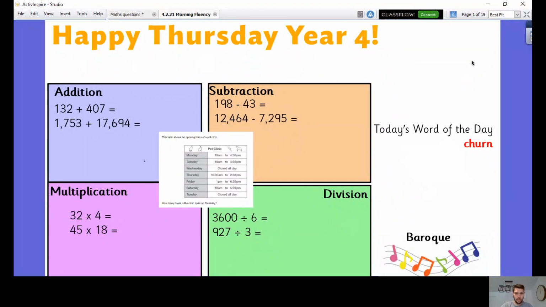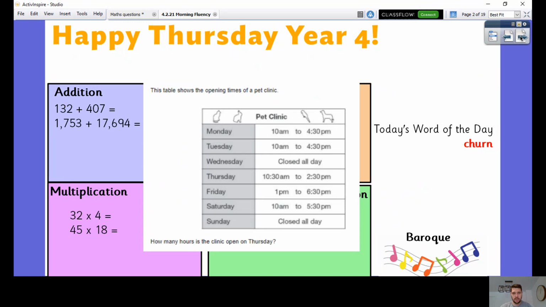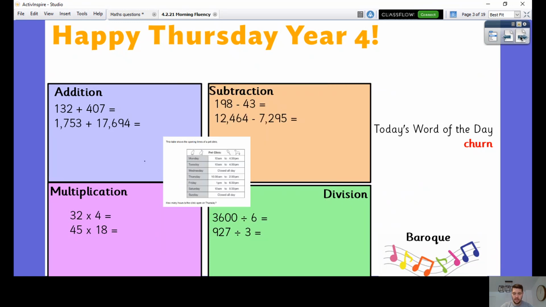So you've got your 4 operations questions. If you want to pause it and write them down and start using your methods. Let me zoom in for your reasoning question there. This table shows the opening times of a pet clinic. How many hours is the clinic open on Thursday? So it says 10:30 a.m. to 2:30 p.m. But how many hours is that? Use a timeline, just like in yesterday's lesson. There are the questions there for you again.